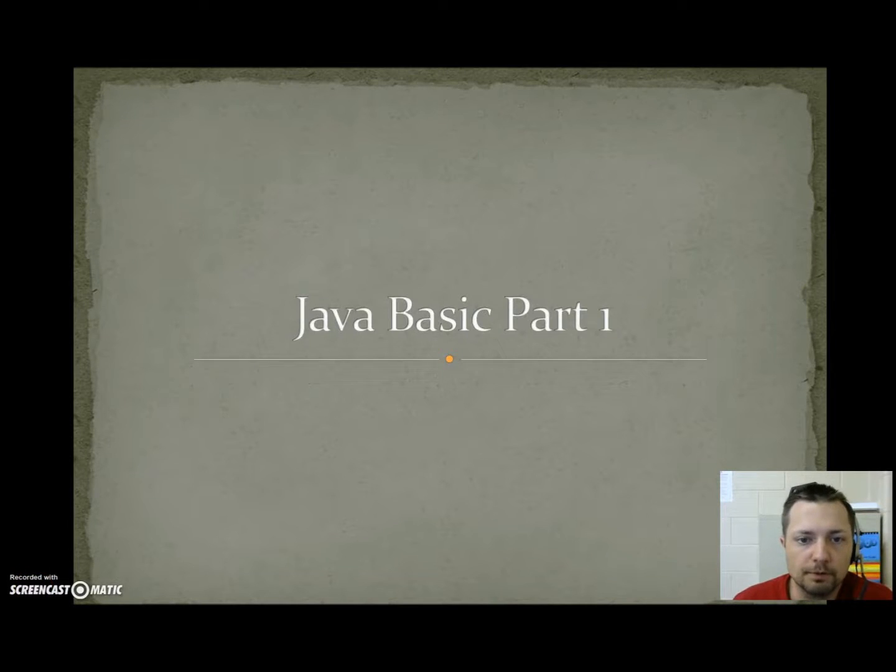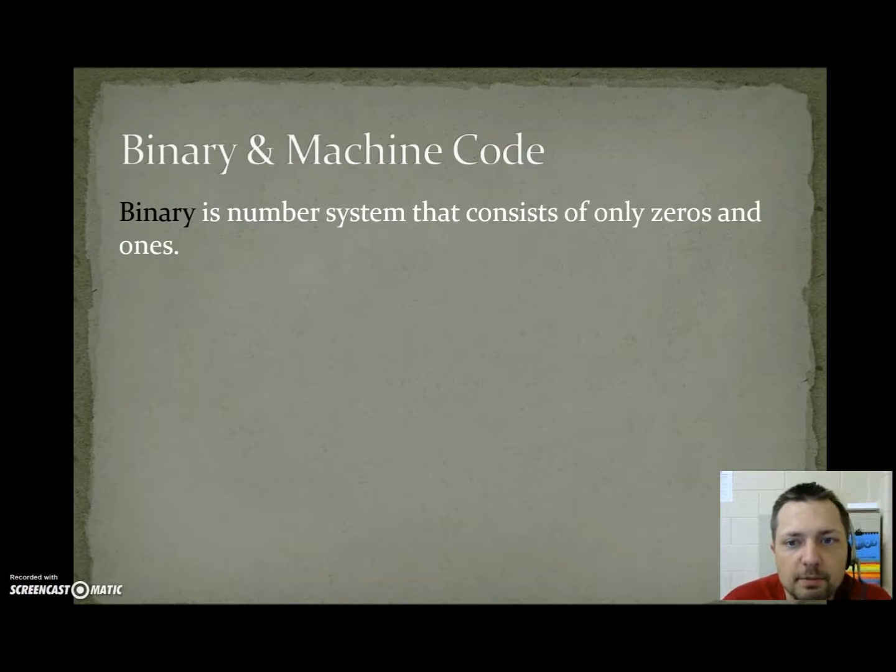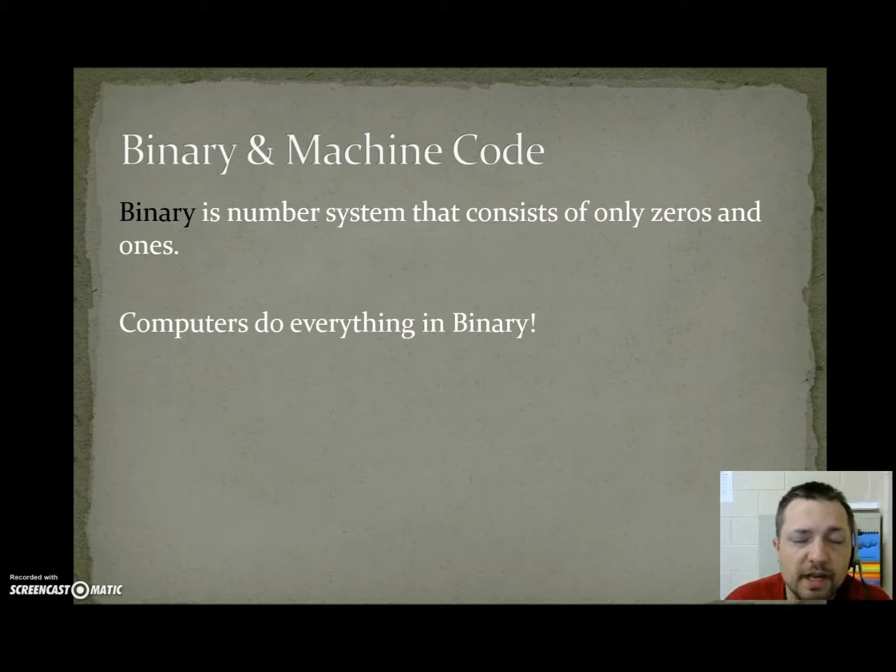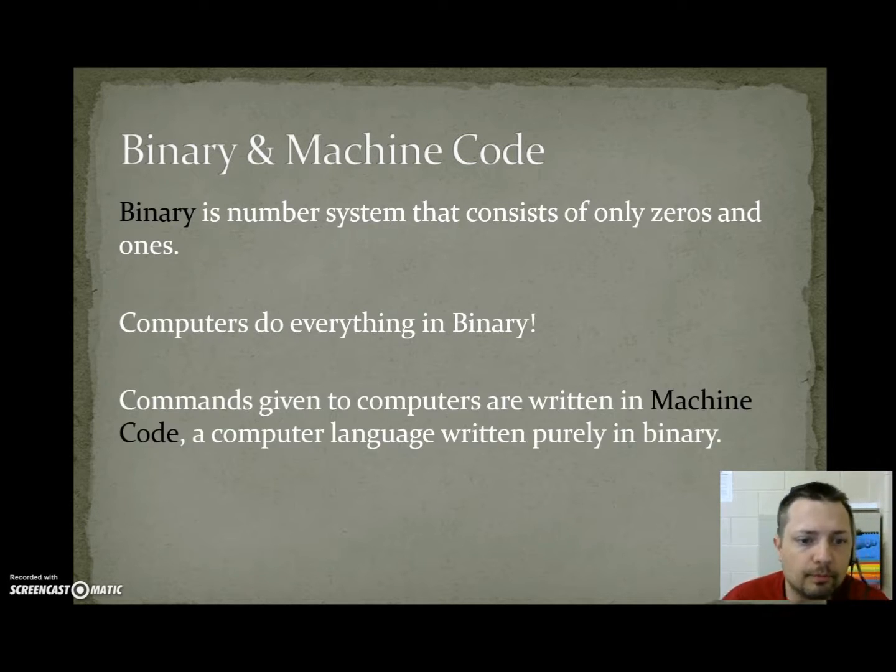Java Basics, Part 1. Binary is a number system that consists only of zeros and ones. Computers do everything in binary, everything from drawing an image to the screen, to playing a computer game, to sending an email. Commands given to a computer are written in machine code, a computer language written purely in binary, only zeros and ones. That's all computers understand.